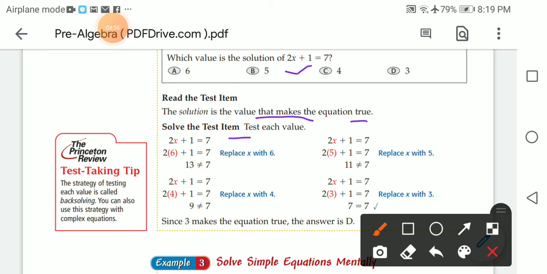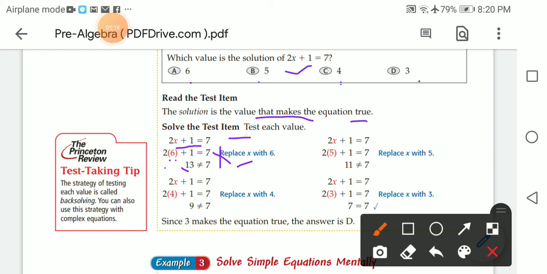I have here some values: 6, 5, 4, 3. So the equation is 2x plus 1 equals 7. Substitute means replace. Replace x with 6. Let's see, 2 times 6 equals 12. 12 plus 1 is 13. 13 doesn't equal 7, so it's not the answer.